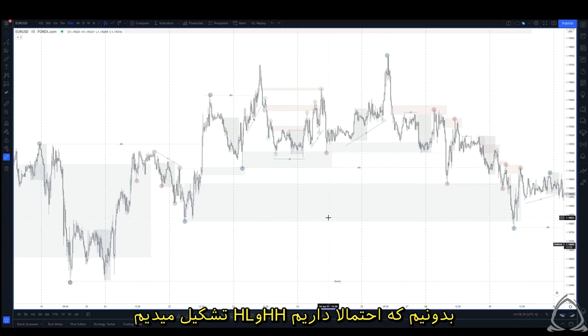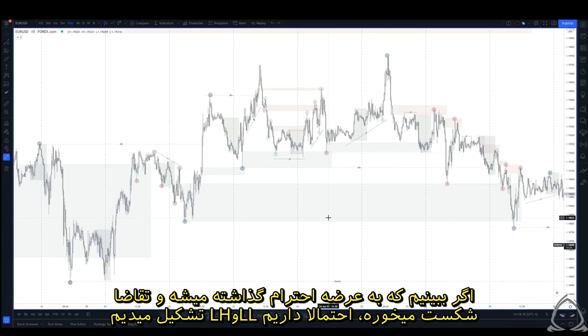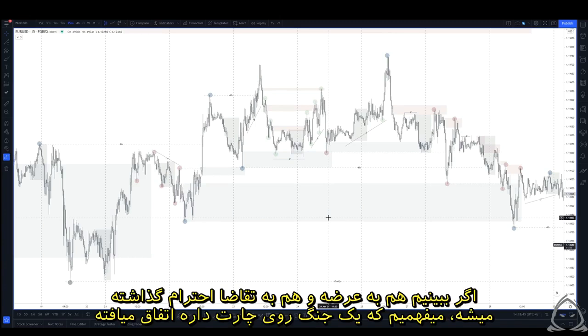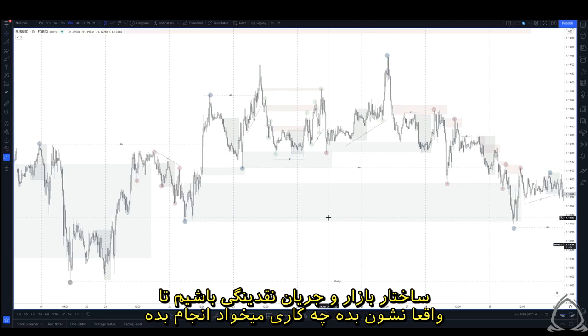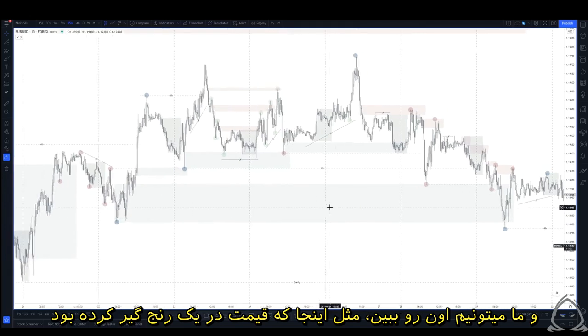We know we're likely putting in higher highs and higher lows. If we start to see supply being respected and demand failing, we're probably putting in lower lows and lower highs. If we start to see supply being respected and demand being respected, we know there's a little bit of a fight that's going on the charts. We need to be a little bit more patient and wait for market structure and order flow to really showcase what it wants to do. And we can see that as we wait.